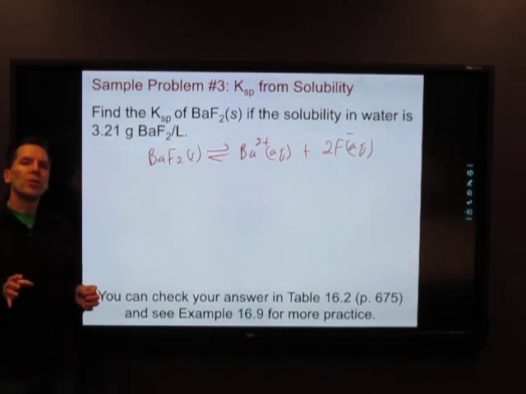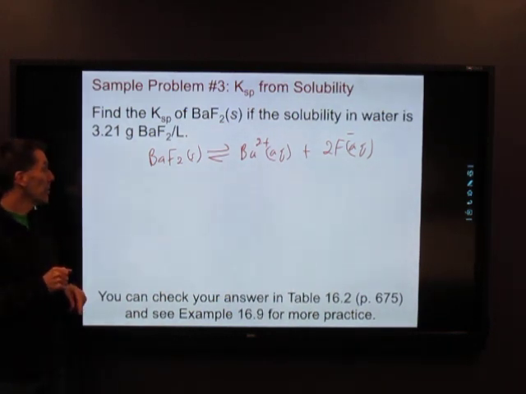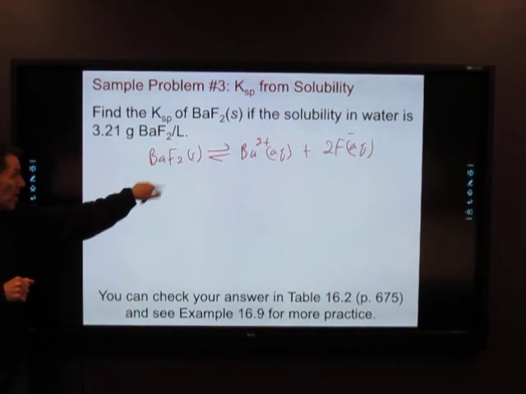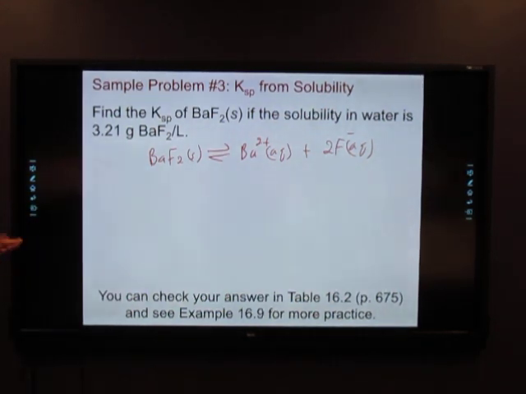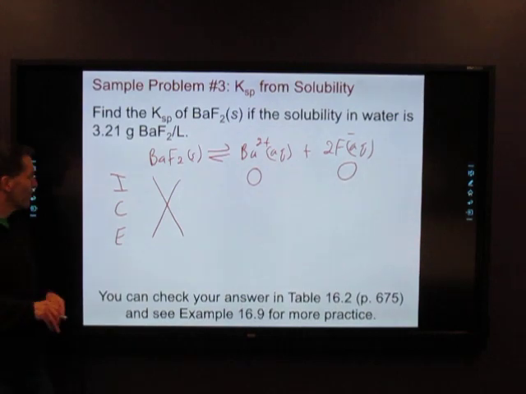So there's our equation. Barium fluoride makes 1 barium ion, 2 fluoride -1 ions. And then we'll do an ice chart where, once again, the reactant won't be involved. Initial, change, equilibrium. Put some zeros in there. I think you should hopefully start to see some patterns here.